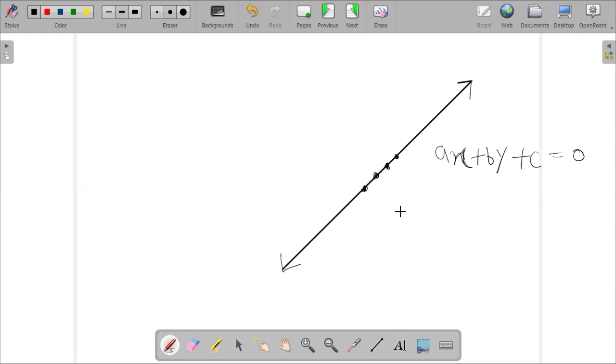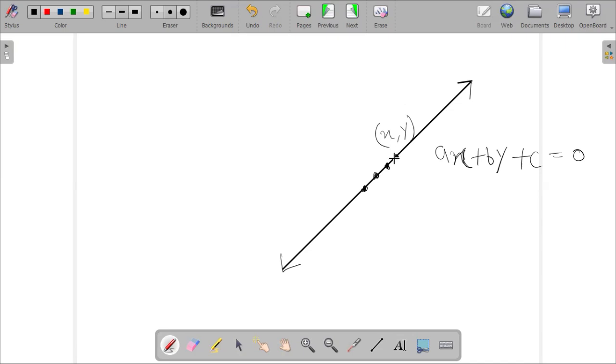Every point which is satisfying this equation, ax plus by plus c equals to 0, and that pair is always a solution of this linear equation in two variables. It will always be a solution and it will be lying on this line, and the pair is always x comma y. Every solution of this equation looks like x comma y.